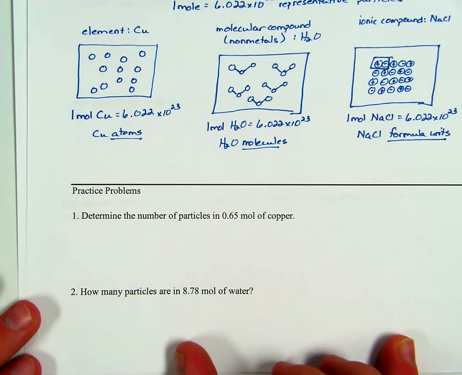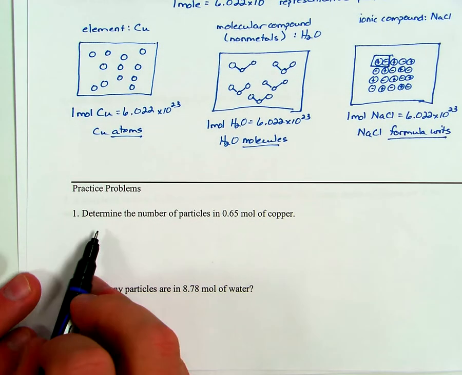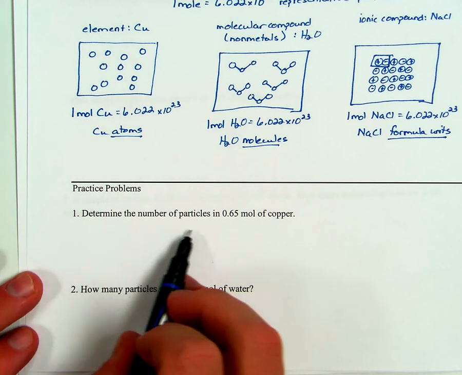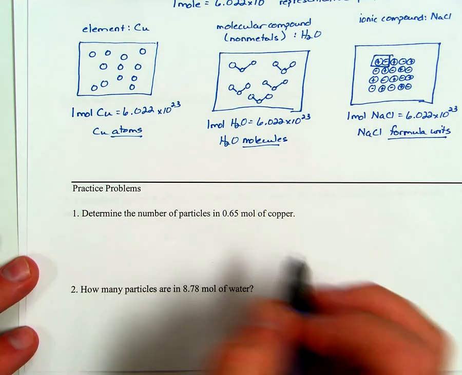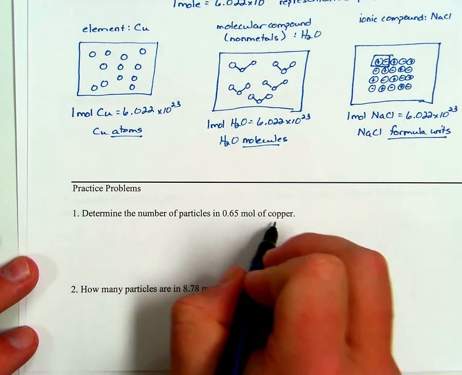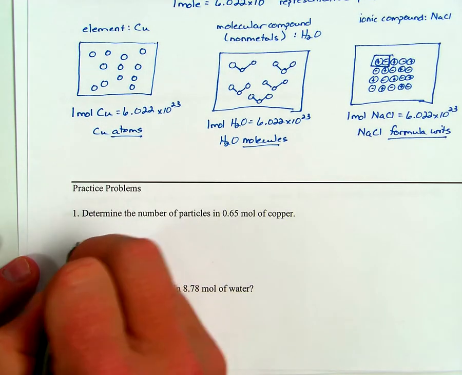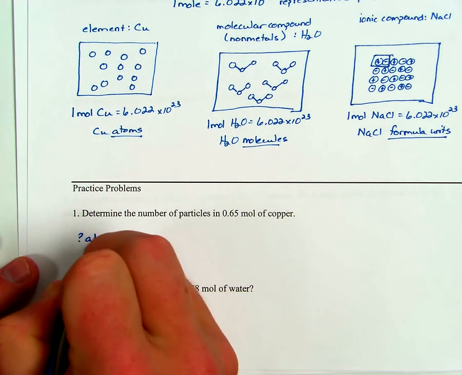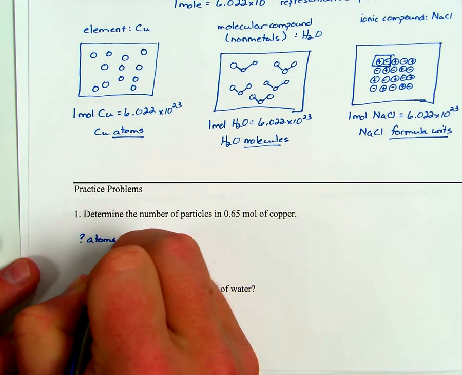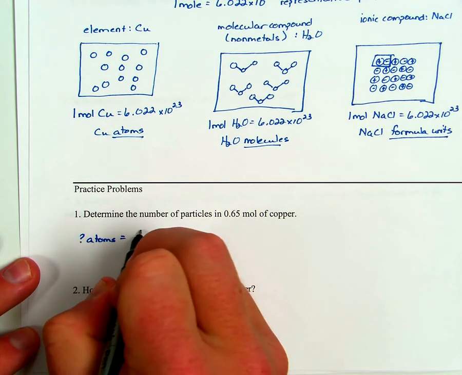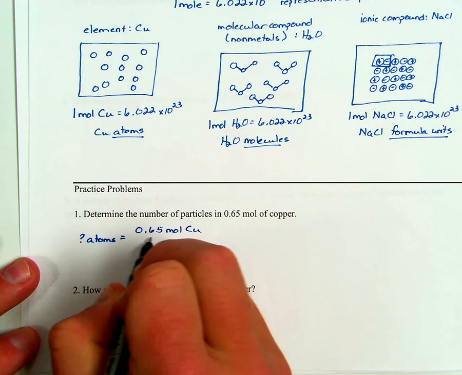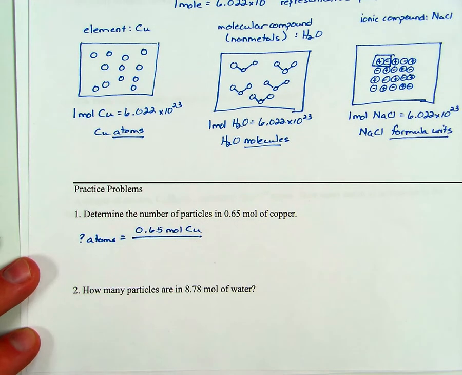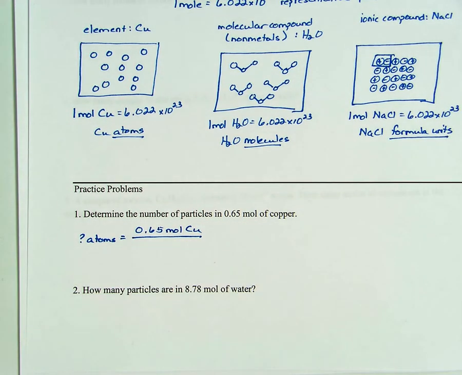I can see here I'm asked to determine the number of particles in 0.65 moles of copper. So I'm finding the number of particles. Well, the particles in copper, and it's the same example I used up here, would be atoms. So how many atoms are equal to 0.65 moles of copper? Well, I just asked myself, how many atoms of copper are in a mole of copper?